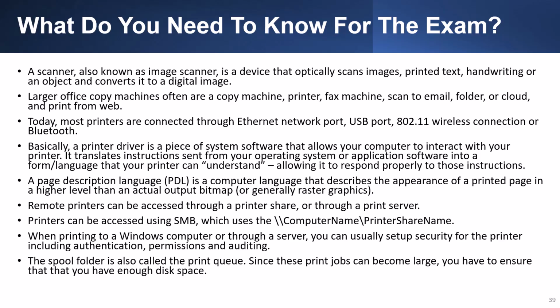Remote printers can be accessed through a printer share or through a print server. Printers can be accessed using SMB, which uses the \\computer name\printer share name. When printing to a Windows computer or through a server, you usually set up security for the printer, including authentication, permissions, and auditing. The spool folder is also called the print queue. Since these print jobs can become large, you have to ensure that you have enough disk space.